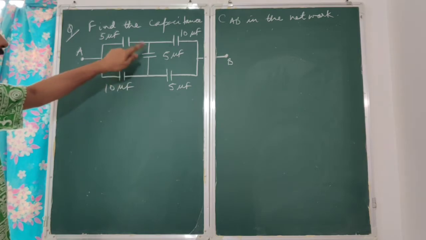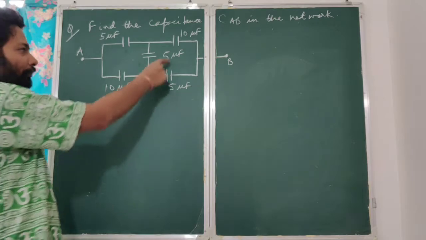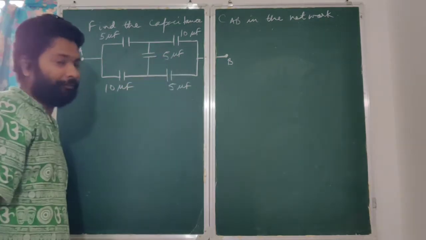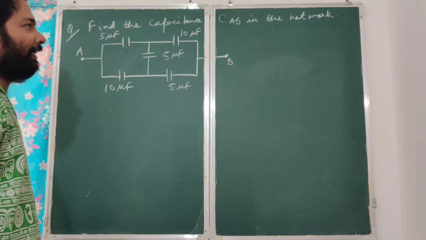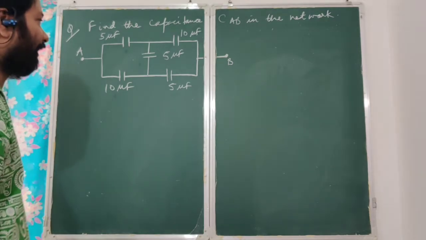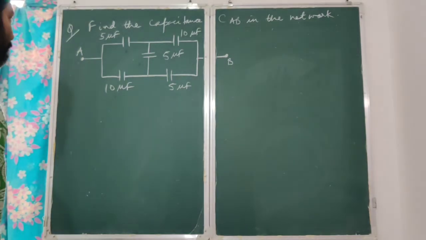That means this system cannot be considered like a balanced Wheatstone bridge, so we cannot remove this middle capacitor. Then how do we solve and find the equivalent capacitance in such kinds of circuits? I'll tell you one easy way to do it. Now see what that easy way can be.